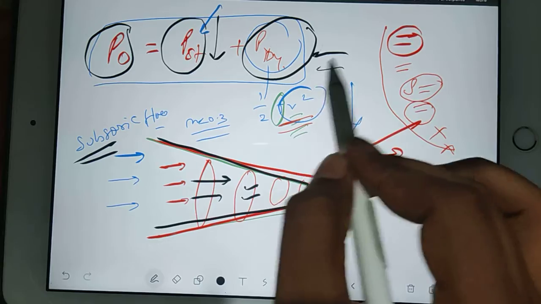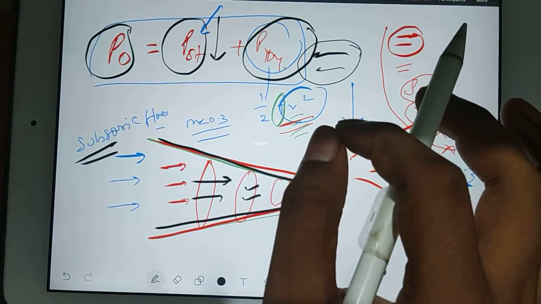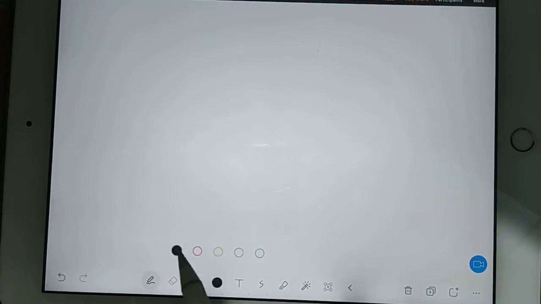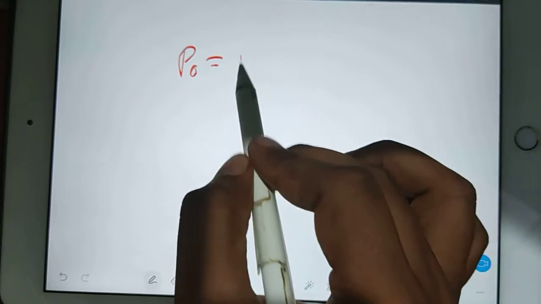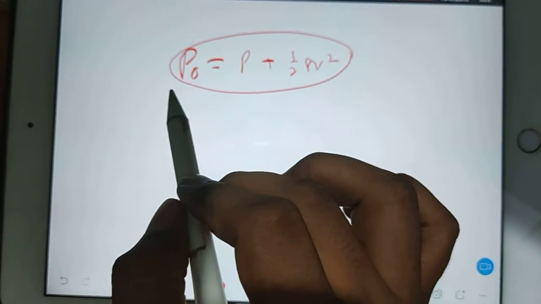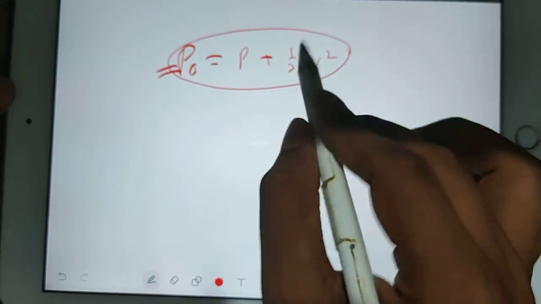This idea is explained by Bernoulli's equation. So in the Bernoulli equation, your P naught is equal to P plus half rho V square. This is your Bernoulli equation. Okay, this P naught is constant, and here density is also constant.